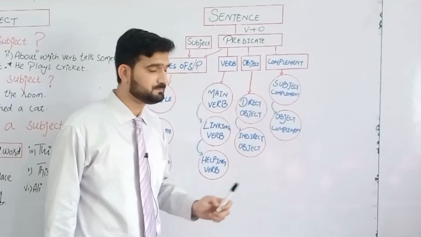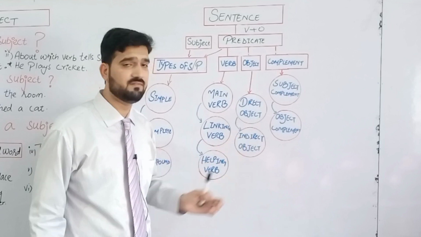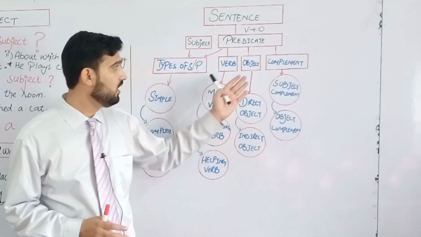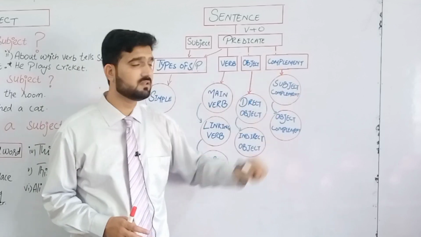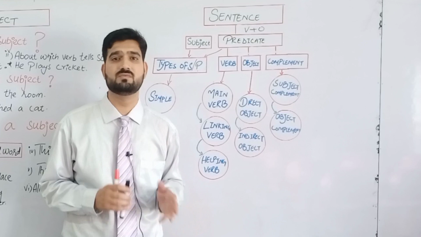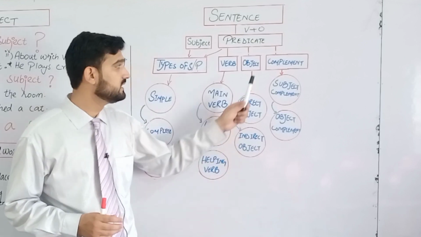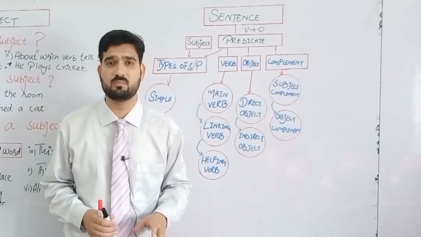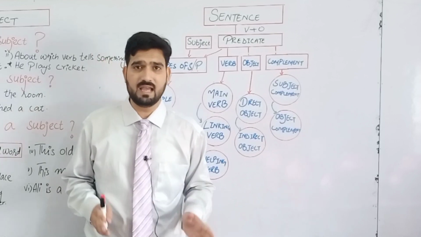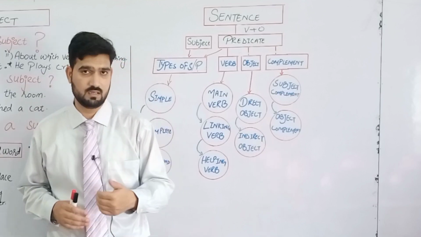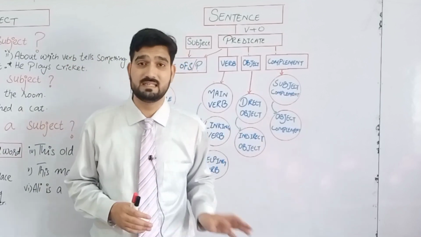There is an object. The object is further divided into the direct object and indirect object. On the other hand, sometimes there is no object, but there is a complement. What is a complement? In the next videos, we will analyze it as well. The complement also has a subject complement and an object complement. So in the next videos, you will go through all these in detail.